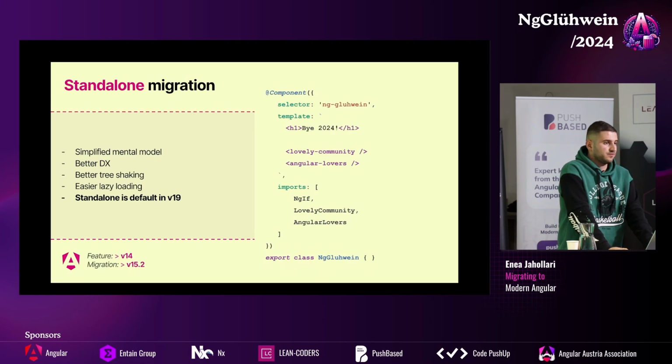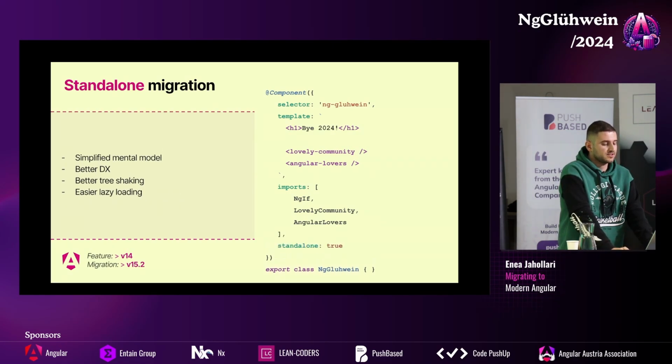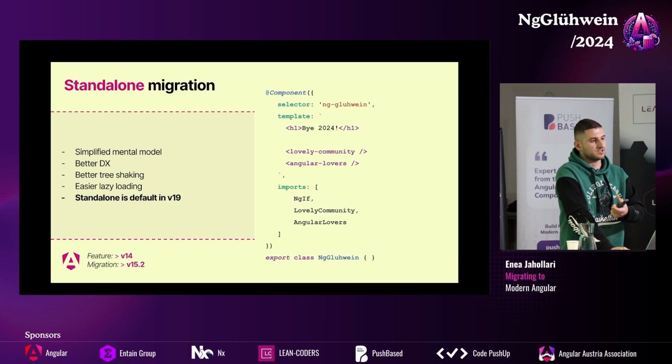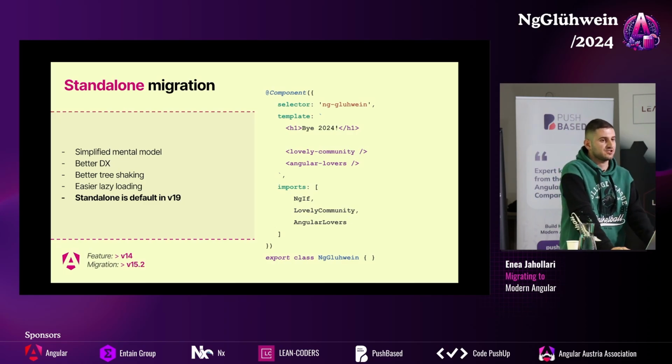Standalone, of course, the flag is true by default in v19, so you don't need to put that standalone true anymore. It's true by default. But if you have NgModule-based components, Angular by default will migrate all your components to be standalone false. It's that kind of migration that ng update provides by default.